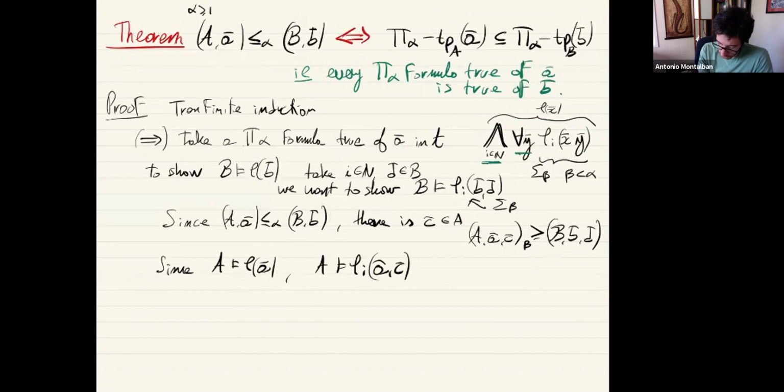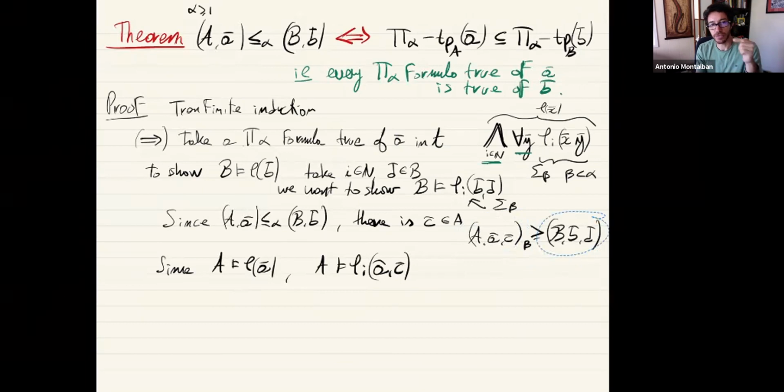Now, let's see what we know and apply the induction hypothesis. The induction hypothesis is that from here we can deduce that every pi beta formula true about B and D is true here. But that's equivalent to saying that the negation of every pi alpha formula that is true here is also true here. It's just the contrapositive.